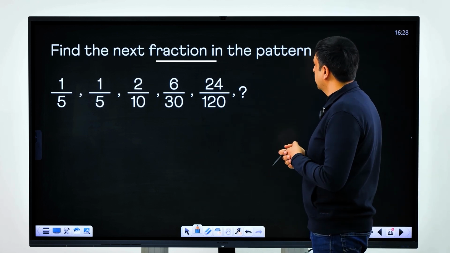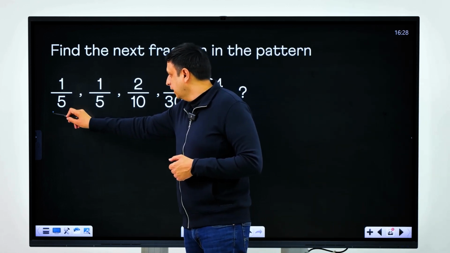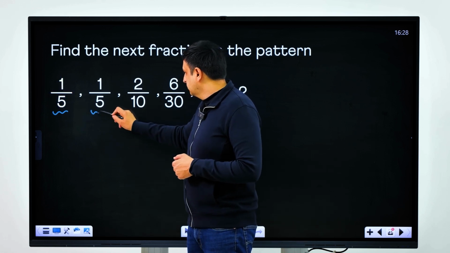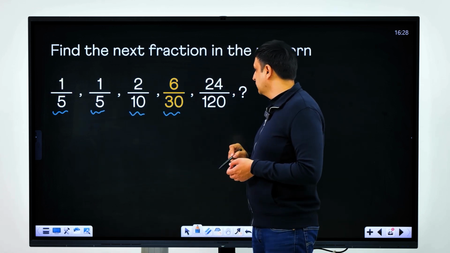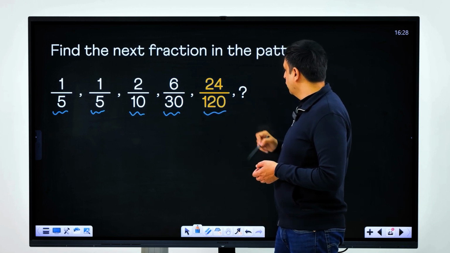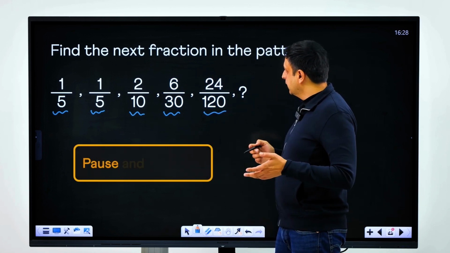Find the next fraction in the pattern. So we're starting with 1 over 5. Then the next term is 1 over 5 again. But this one is 2 over 10. This one is 6 over 30. This one is 24 over 120. So what's really going on here?